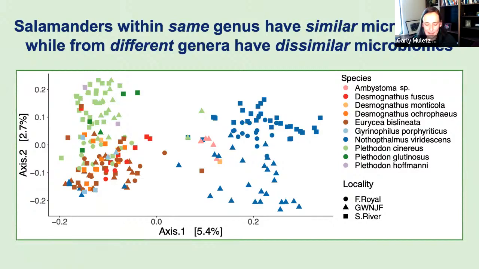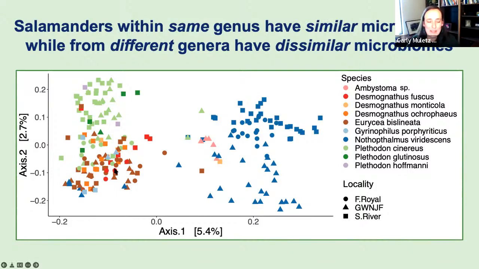And then the most grand field surveys that we've done in 2020 really expanded to a lot of species. We also have environmental samples that we took, which I unfortunately won't be able to present today. They're in the process of being analyzed. Stay tuned. But what I wanted to show you here was that with salamanders, we were able to reproduce that: salamanders within the same genus generally have similar microbiomes, while salamanders from different genera generally have dissimilar microbiomes.